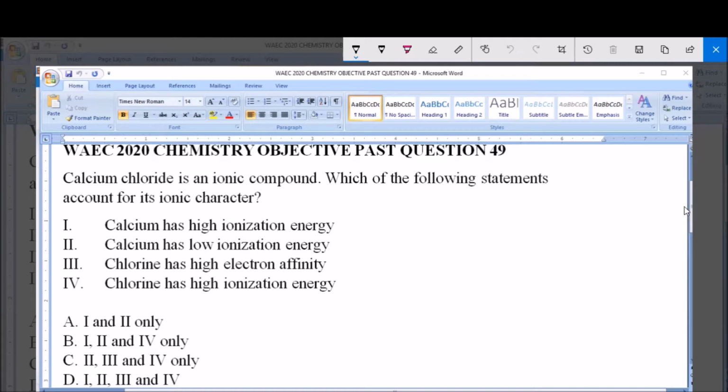So A, 1 and 2 only. B, 1, 2 and 4 only. C, 2, 3 and 4 only. D, 1, 2, 3 and 4.